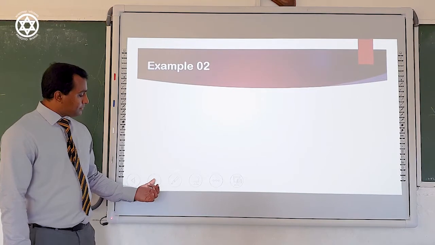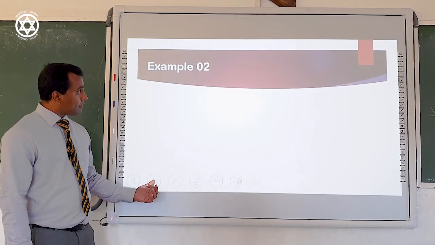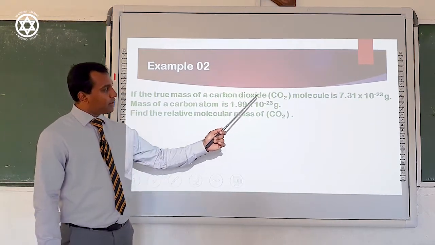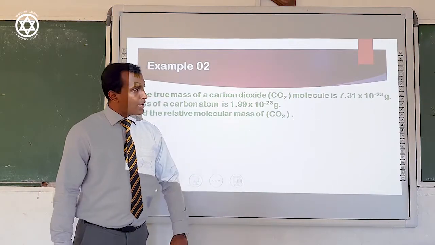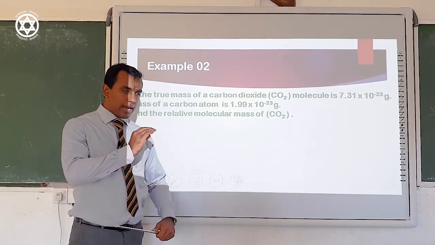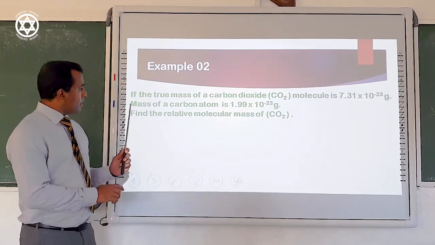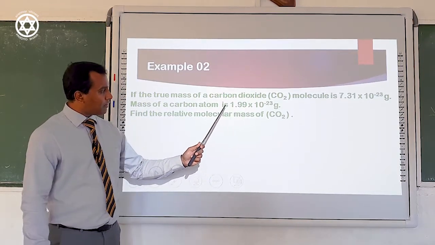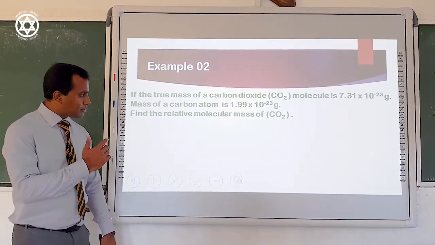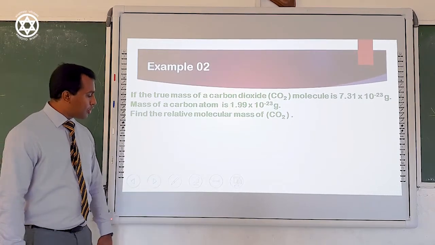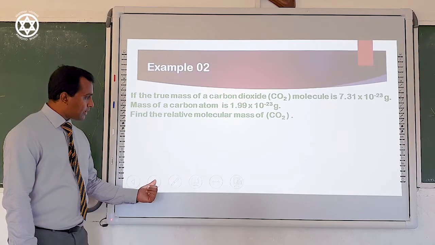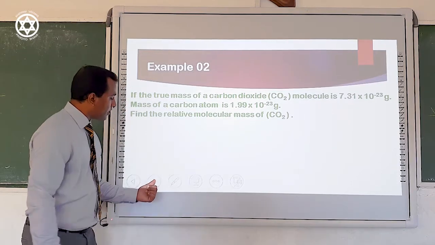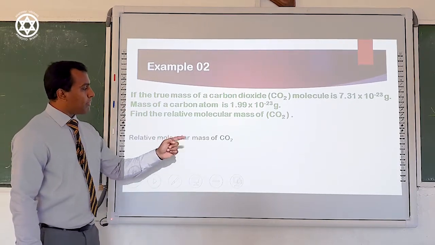Right, let's find the way of calculating the relative molecular mass of a compound. Let's see. If the true mass of a carbon dioxide molecule is 7.31 × 10^-23 grams, a very tiny molecule, and the mass of a C12 atom is given as earlier, 1.99 × 10^-23 gram, you are asked to find the relative molecular mass of CO2. Then the relevant equation should be the relative molecular mass of carbon dioxide.